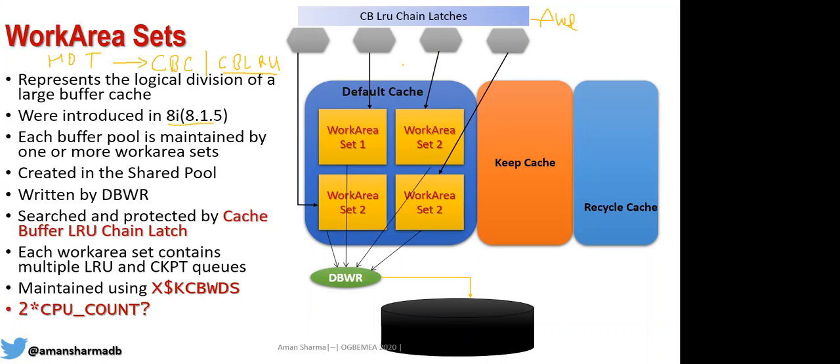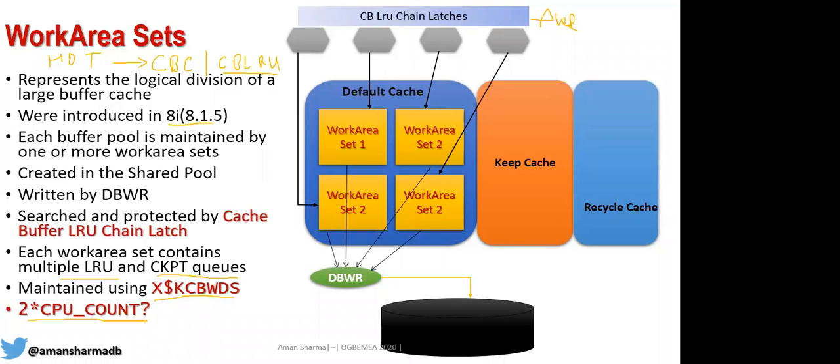That means that I'm running out of the free buffers for whatever reason. Maybe I have a small cache, maybe I have a suboptimal DB writer number, maybe I have a suboptimal storage space. Anything, it actually can be the reason. So each work area set is going to maintain multiple LRU chains, and it is also going to have the checkpoint queues, which are basically from where the buffers are going to be written out. And these particular work area sets are exposed in this table X$KCBWDS, which is kernel cache buffer work area descriptor set. Now I have mentioned this as 2 into CPU count.